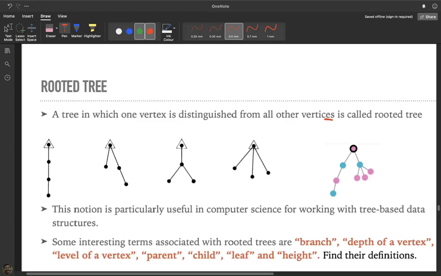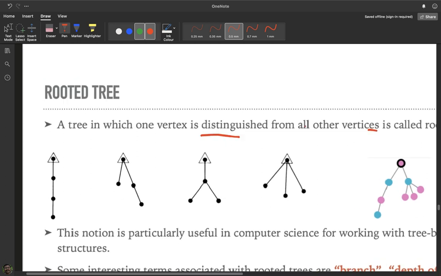Hi. In this session, we will be discussing rooted trees. So what are rooted trees? Rooted trees are basically trees in which one vertex is special, or distinct from all other vertices. So it has a special place or special importance in that tree. Such trees, in which a particular vertex is distinguished from all other vertices, are called rooted trees.